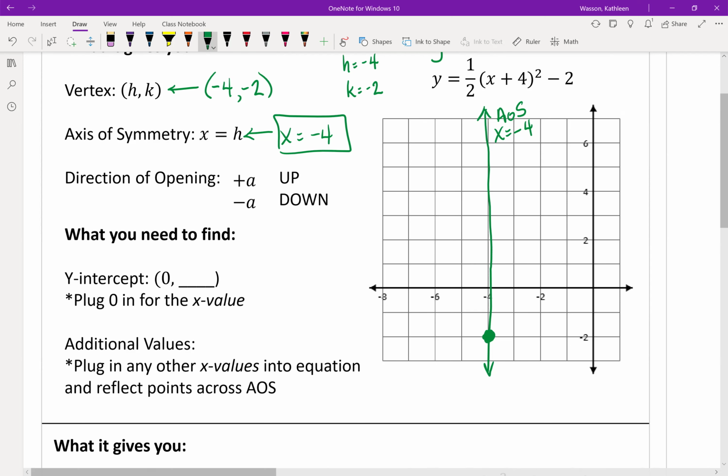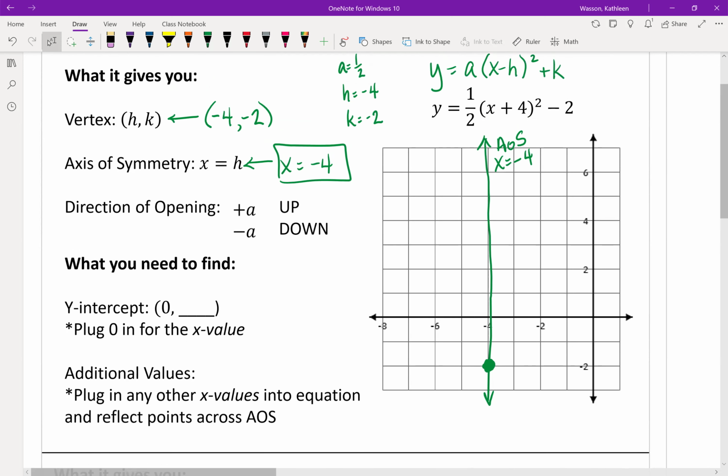You can use the a value to determine if your graph will open up or down. Anytime a is positive, your graph opens up. Anytime it's negative, it opens down. Since a is positive half, I know that my graph will open up.